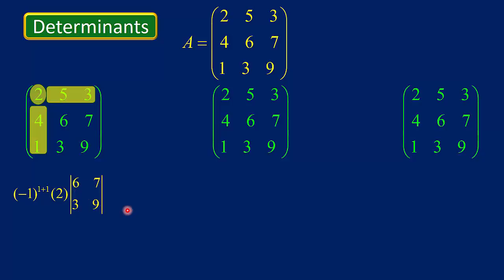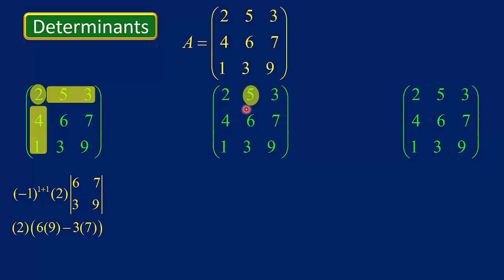Now, I'm working with row 1. If I were working with column 1, my next pivot would be this 4. But I'm working with row 1, so I'm going to the next number, which is 5. Okay, I forgot, I'm going to go ahead and do this part here. Notice the negative 1 to the second power, that's just 1. So we're left with 2, and then here's my determinant down here, 6 times 9 minus 3 times 7.